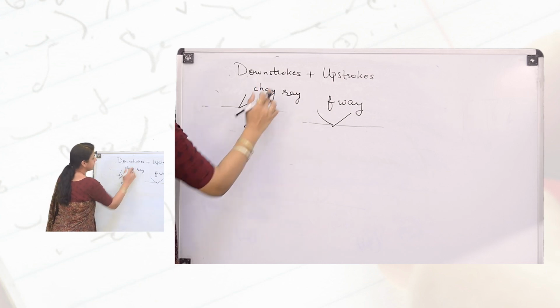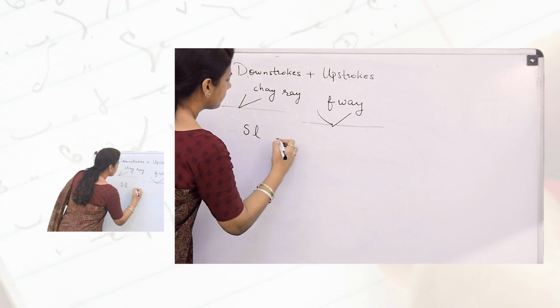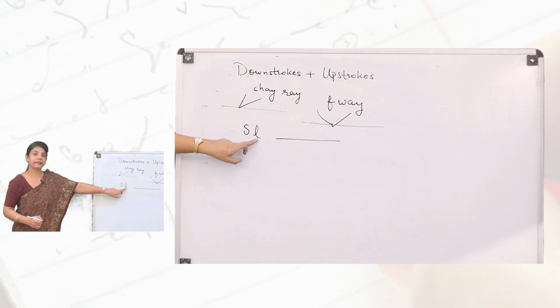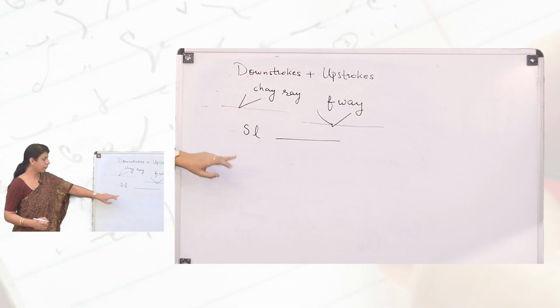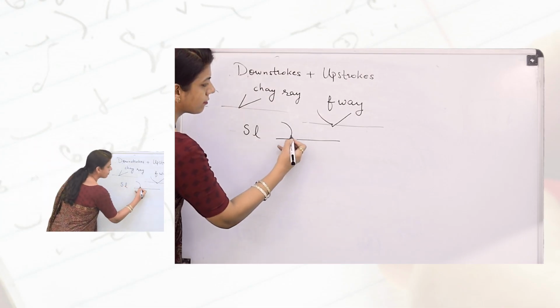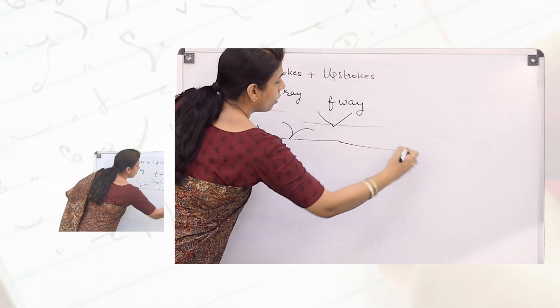Now next is downstroke plus upstroke. Another example. Now L is also an upstroke. We have discussed in the categorization that it is a curved upstroke. Now this is downstroke. S is written like this. Wherever S ends, L is a curved upstroke from bottom to top.